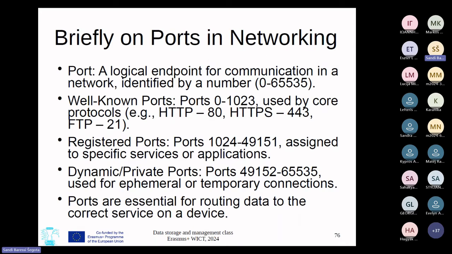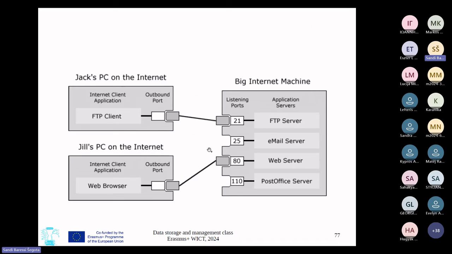If you're programming something, if you're writing a piece of code that communicates between two computers, you're probably going to be using some ports in this range. And as mentioned, they are essentially used for routing data to the correct service. So here's an illustration: both Jack and Will here are sending data. Once it comes to this big internet machine somewhere in the cloud, it wants to know, based on the port, what kind of service it's going to be forwarding that data to for processing. That's essentially what ports are.